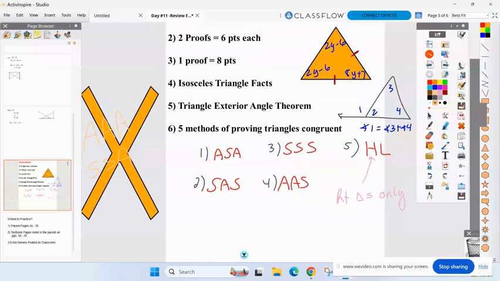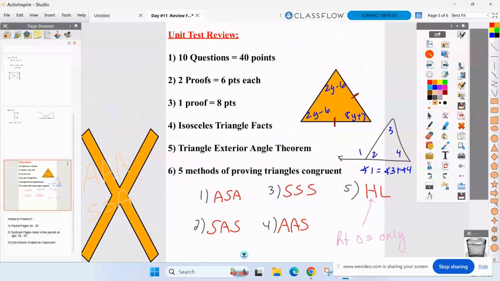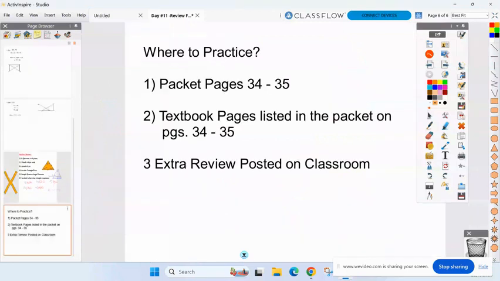Is there anything you want to talk about as far as what's on there tomorrow? Because I'm going to go into the ridiculous amount of practice problems that you have available to you right now. All right, so let's go. I'm going to go over this nice and slow so everyone understands where you can practice, because like I said, I have a ridiculous amount.